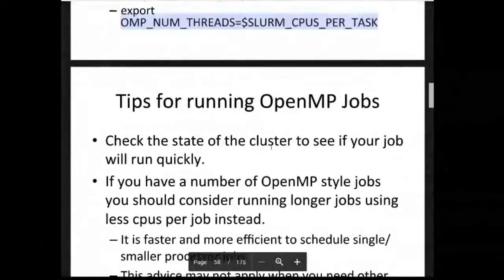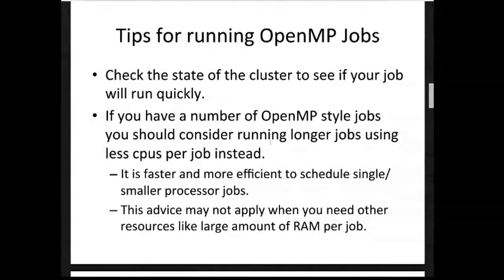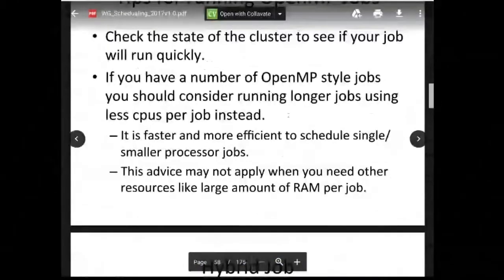Some tips for running OpenMP jobs. Check the state of the cluster to see if your job will run quickly. If you have a number of OpenMP-style jobs, you should consider running longer jobs using fewer CPUs per job instead. It is faster and more efficient to schedule single or smaller processor jobs. And this advice may not apply when you need other resources, such as large amounts of RAM per job. Are there any questions?